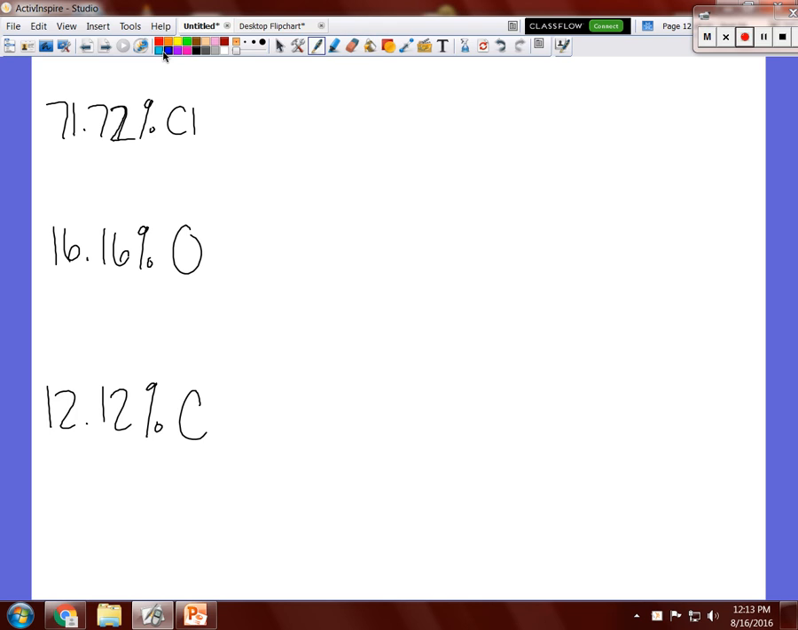However, percentages, we don't like those things. What can we do with percentages? Drop it, change it to grams. So we're going to get rid of that and change it to a G. Now it's really easy.